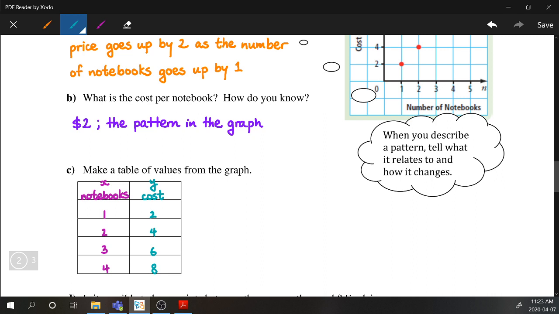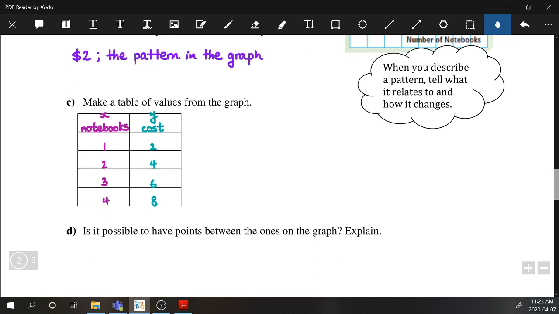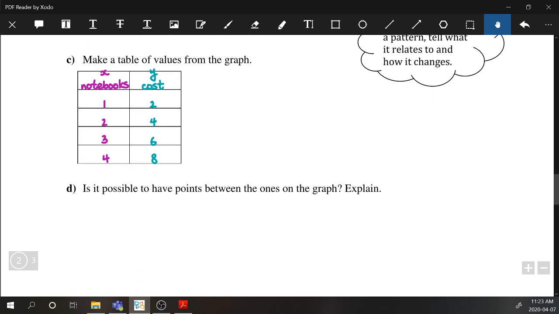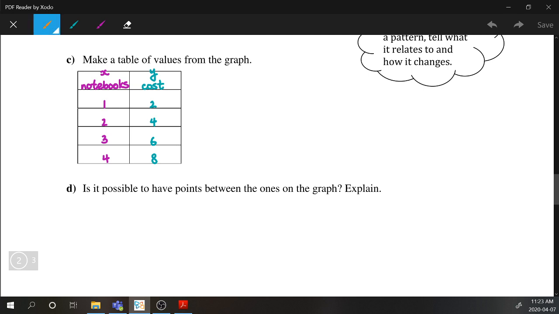Now, of course, if there's some kind of price break, right, if you buy 3 notebooks and get $1 off, then this wouldn't be a linear relation anymore. So it is important to note.